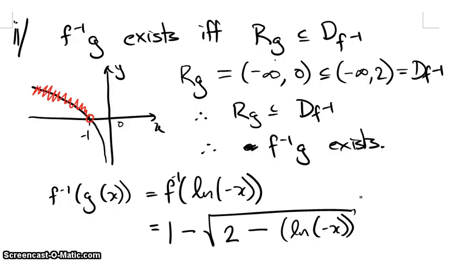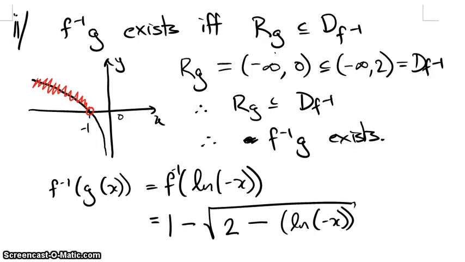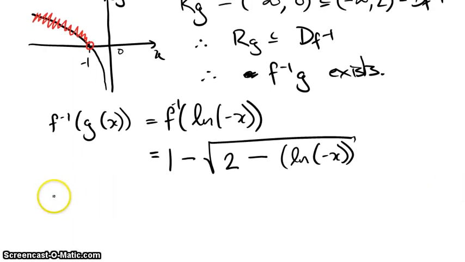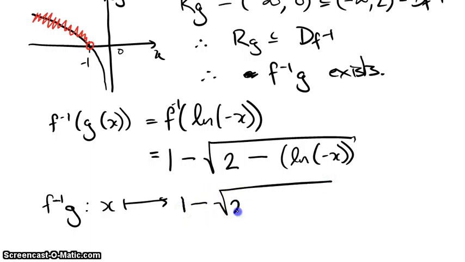This is the rule, and the input, of course, has to be the domain of g, which is -1 to 0. So to define f inverse g in similar form, what do we get? F inverse g maps x onto 1 minus the square root of 2 minus ln of negative x, where -1 is less than x is less than 0. So what numbers does this produce?